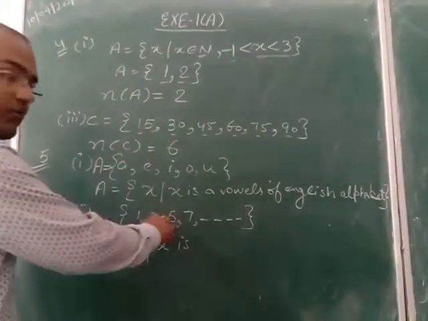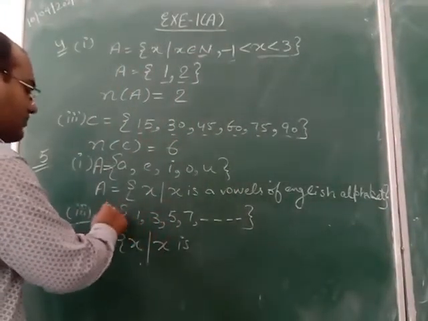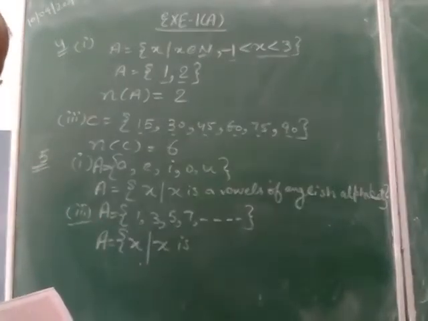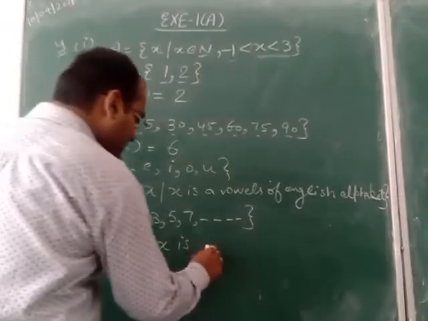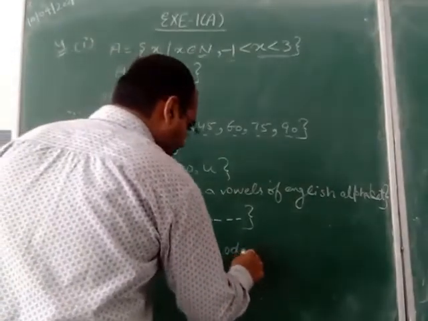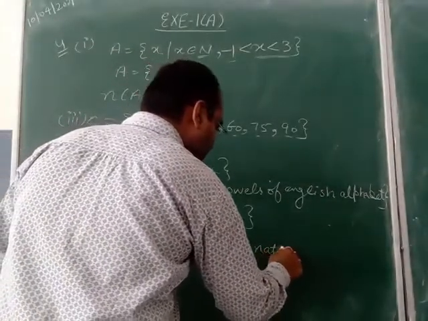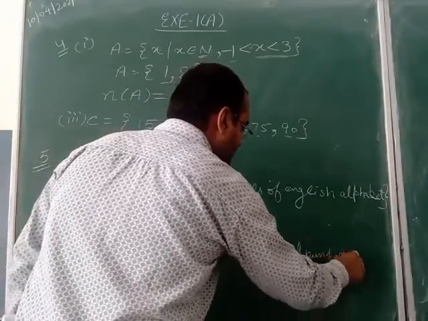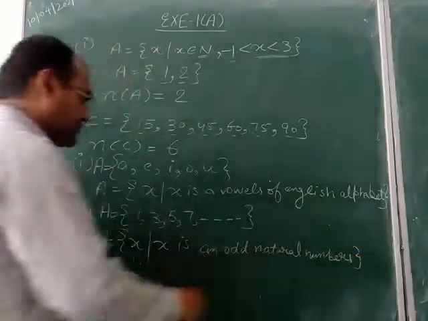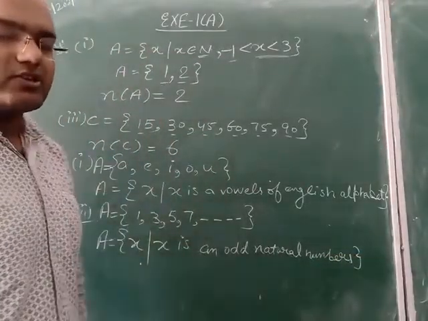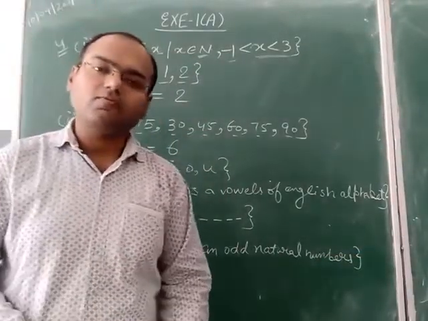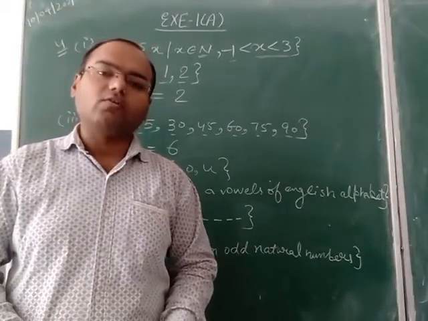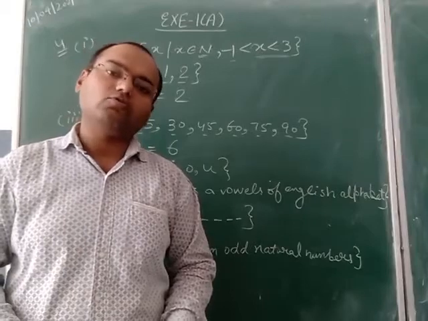Here the name of the set is not given. We can take any name. Let's say this is the A set. So A is equal to x such that x is an odd natural number. So this is the final answer. So like this you have to do all the remaining parts of question number 5. The rest of the questions I will explain in the next video. Your homework is to finish up to question number 5.